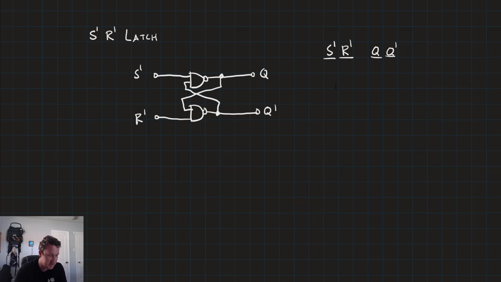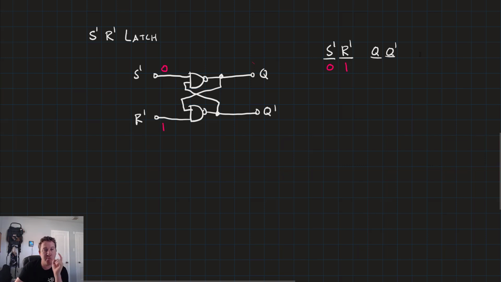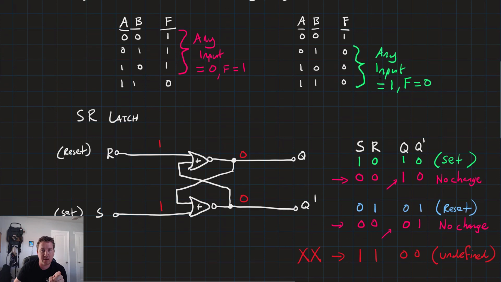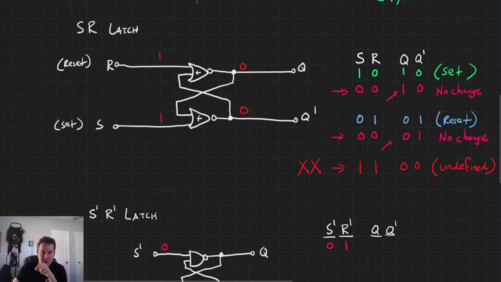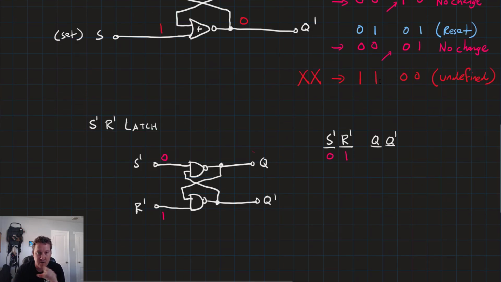So what we'll see is if we put the not S, not R latch, and we're going to put a 0 and a 1 on S naught and R naught. So S naught is 0, R naught is 1. Now let's remember, what is the input that dominates the NAND gate? In that case, it's the 0. If any input is equal to 0, then F is equal to 1. That means on the S naught side, if it's 0, it doesn't matter what the other input is. It's always going to be a 1 on the output here.